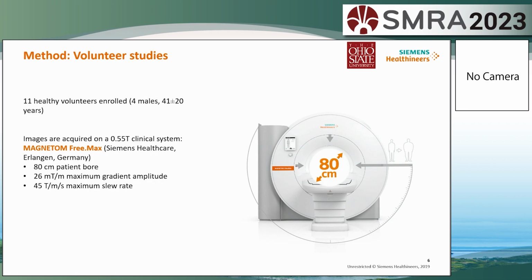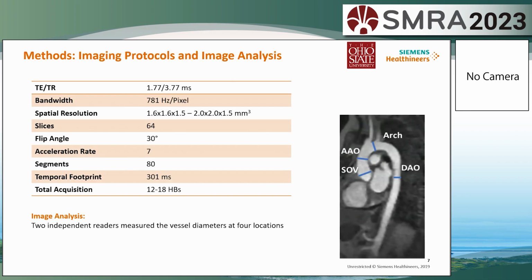So we enrolled 11 healthy volunteers for this study, 4 males, and the mean age is 41 plus or minus 20 years. Images are acquired on the 0.55T clinical system. It's a MAGNETOM Free.Max by Siemens Healthcare. So the system is an 80 centimeter wide bore system, and compared to the standard field scanners, the system has reduced gradient performance. The maximum gradient amplitude is 26 millitesla per meter, and the maximum slew rate is 45 tesla per meter per second.